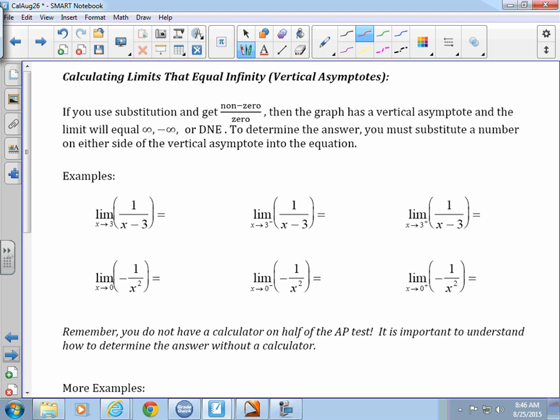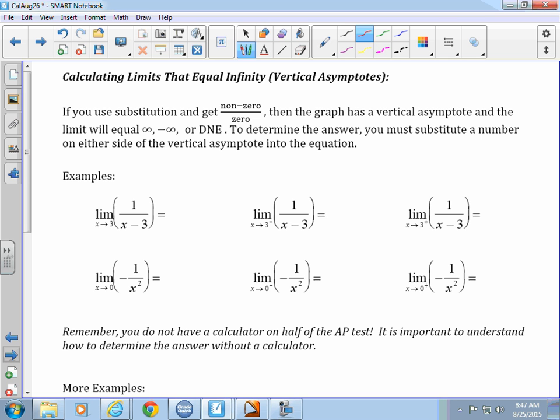So, if you use substitution and you get a non-zero number over 0, the graph has a vertical asymptote, and the limit will either equal infinity, negative infinity, or does not exist. To determine which one, you must substitute a number from either side of the vertical asymptote to find out. So, you remember that trick we played with the absolute value? We're going to play that same trick with vertical asymptotes. So we'll talk through that.